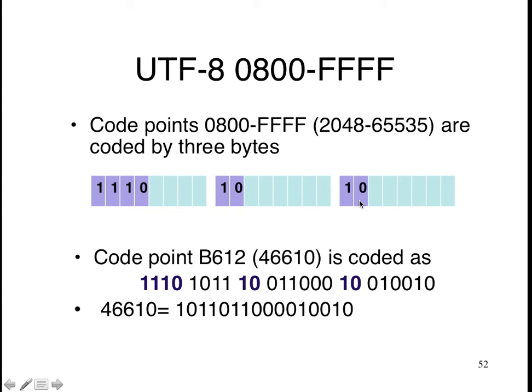So the payload here can be found in the last 4 bits of the first byte, and then the last 6 bits of the 2 continuation bytes. You'll notice that this will give us actually a total of 6 plus 6 plus 4, 16 bits altogether, which is exactly what we would need for a 2 byte code point.